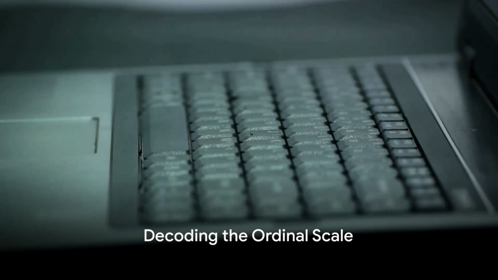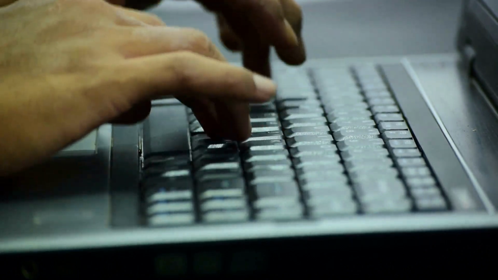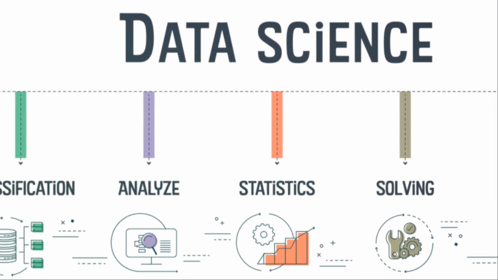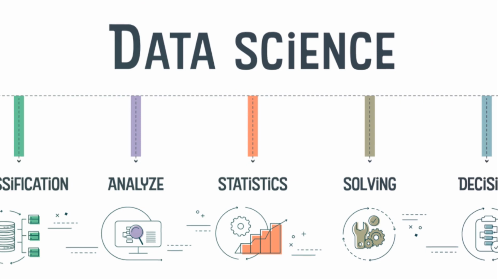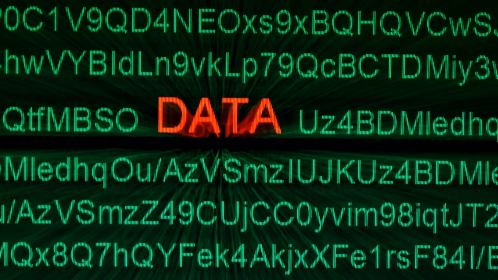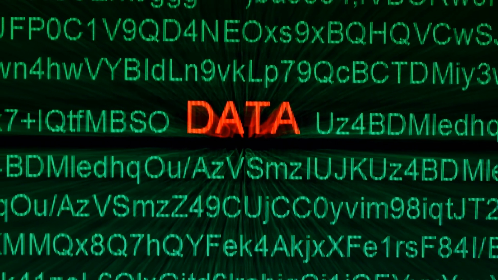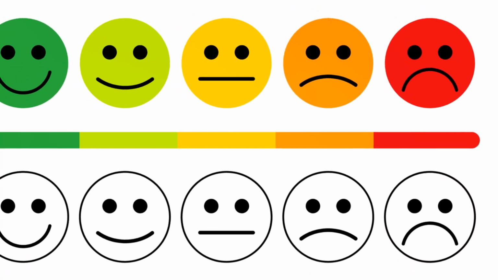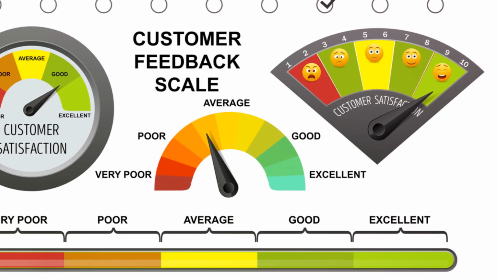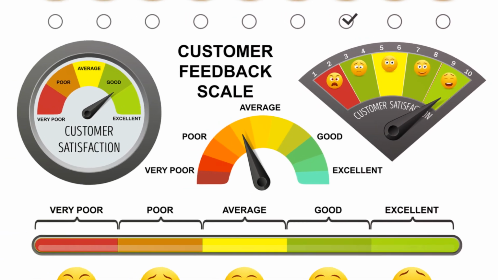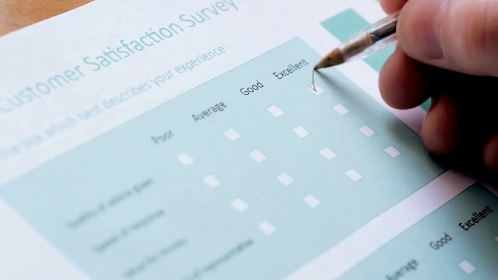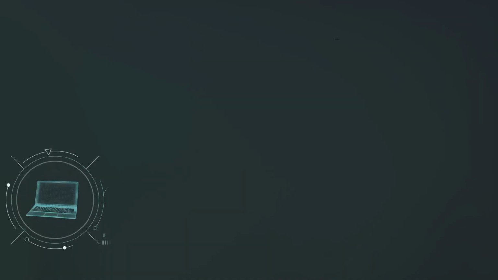Next up is the ordinal scale, a step up from the nominal scale. The ordinal scale is a bit more sophisticated, as it not only categorizes data, but also arranges them in a certain order. It's like a nominal scale with a black belt, adding an extra layer of information by ranking categories. Let's take customer satisfaction surveys as an example. When asked to rate their experience, customers don't just label their feelings as satisfied or unsatisfied. They place them on a scale from very unsatisfied to very satisfied. That's the ordinal scale in action.